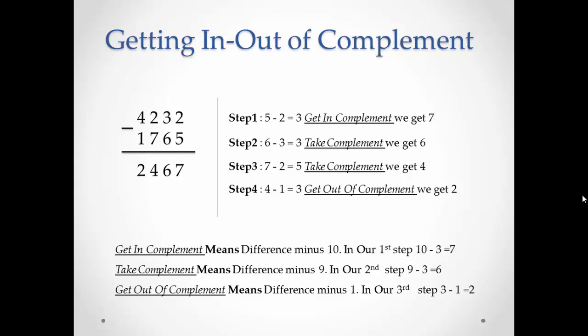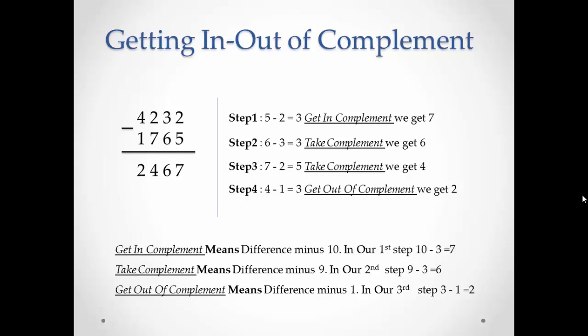This is a very detailed slide that I've created. Let's take this example, 4232 minus 1765. Whenever the upper digit is less than the lower digit, we get into the complement. In the first step, 5 minus 2 is 3. So we get into the complement, which means we subtract from 10, and we get the answer 10 minus 3 is 7. For the next column, 6 minus 3 is 3, and we take the complement with 9.